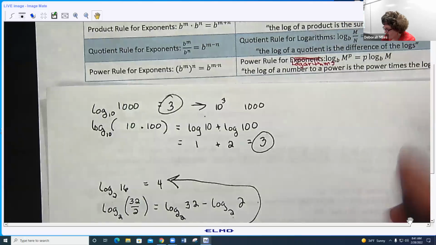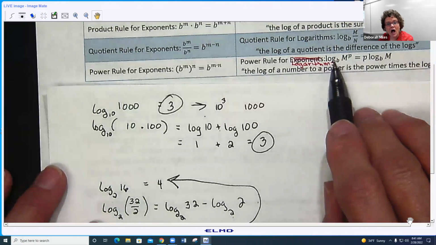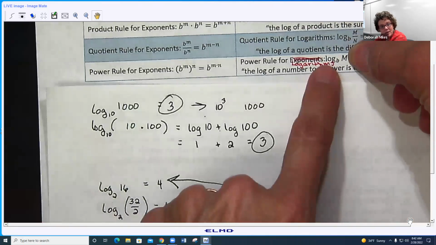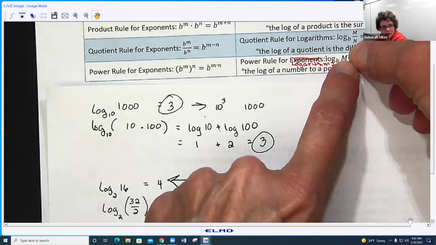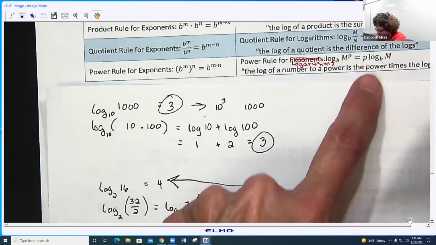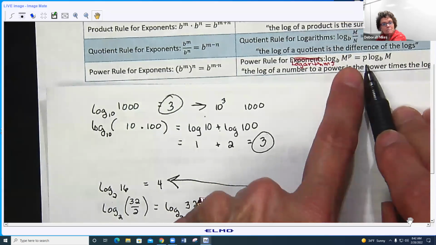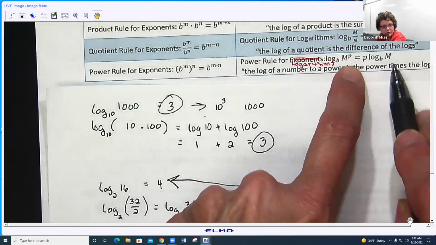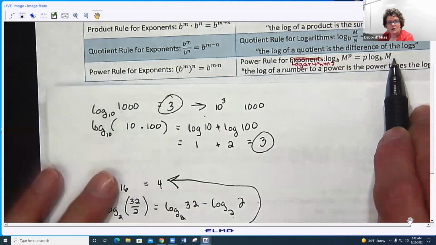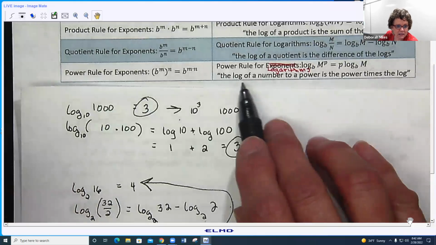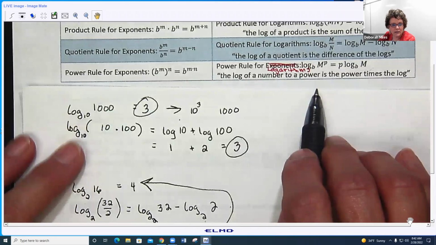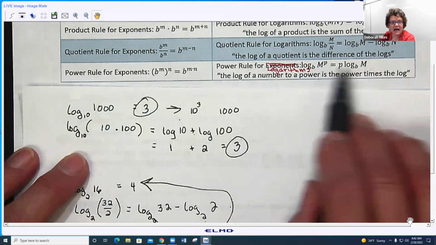The power rule for logarithms says if you have the log of something to a power, log base B of M is an exponent. You're raising it to another exponent. You can just multiply that second exponent by the first exponent. The first exponent was log base B of M. So the way that you need to remember that is the log of a number to a power is that power times the log.